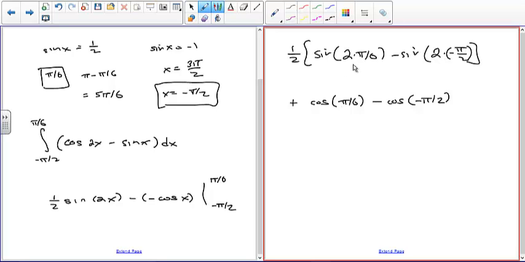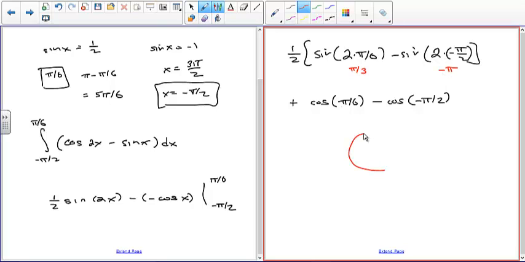So this is 2 pi over 6, which is equal to pi over 3. So I could replace that with pi over 3. And this is negative pi.